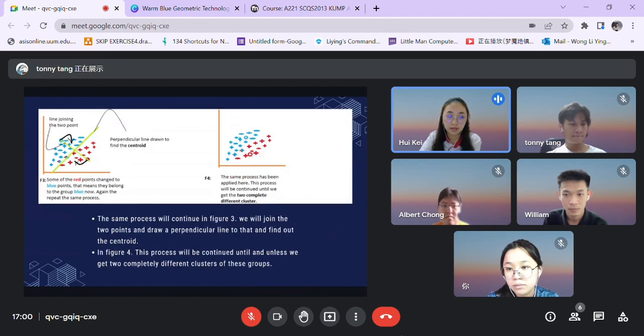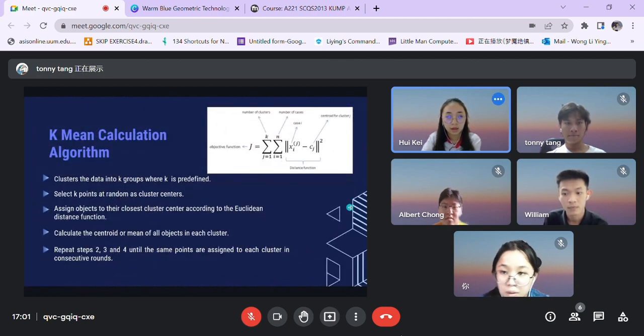Next slide. The same process will be continued in figure 3. We will join these 2 points, draw a perpendicular line to that, and find the centroid. Now the 2 points will move to their centroid again. Some of the red points get converted to blue points. The same process is happening in figure 4 too. This process will be continued until we get 2 completely different clusters of this group.